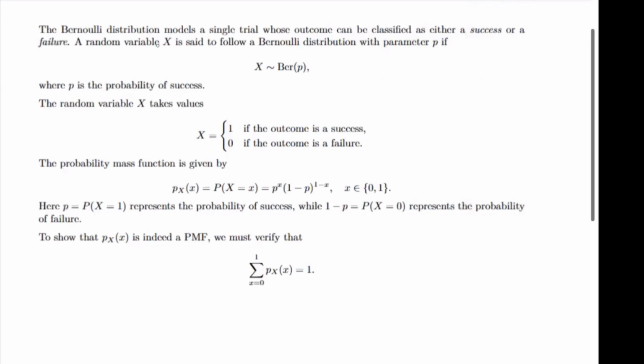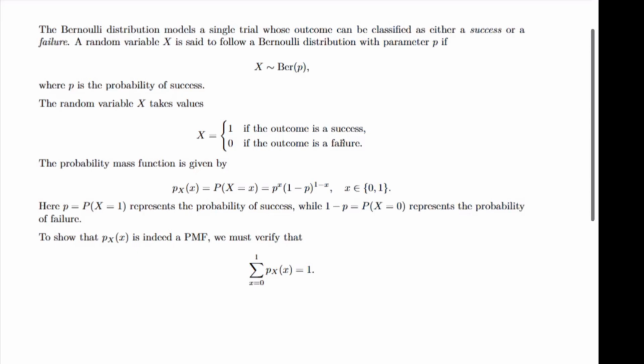Okay, so the Bernoulli distribution models a single trial whose outcome can be classified as either a success or a failure. A random variable x is said to follow a Bernoulli distribution with parameter p, so this is just the notation for x following a Bernoulli distribution with that parameter p, where p is the probability of success. So naturally, if the Bernoulli distribution represents a single trial and its outcome, x can take on one of two values. It can take on 1 if the outcome is a success, and it can take on 0 if the outcome is a failure.